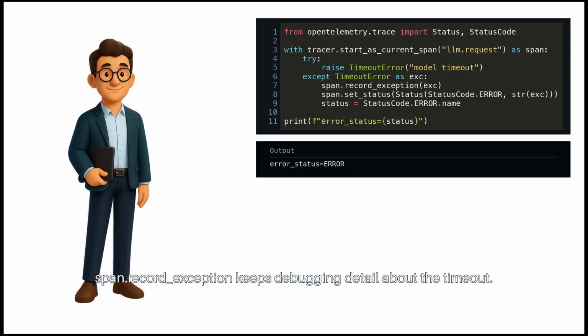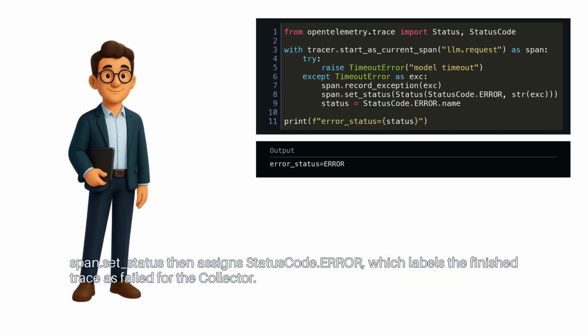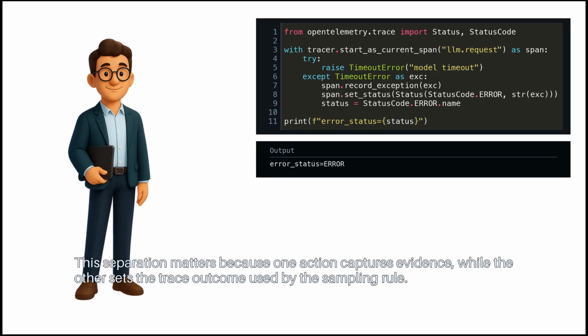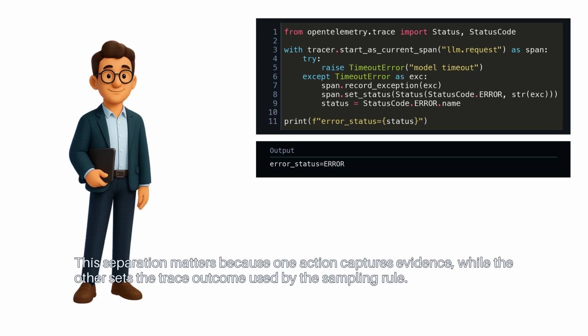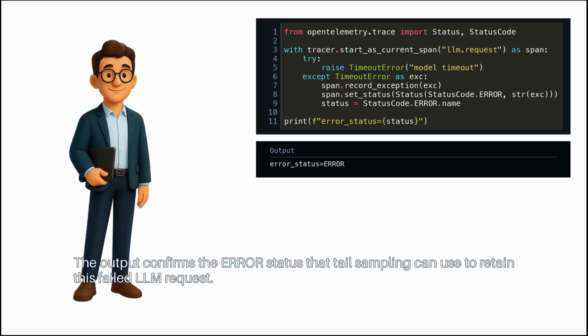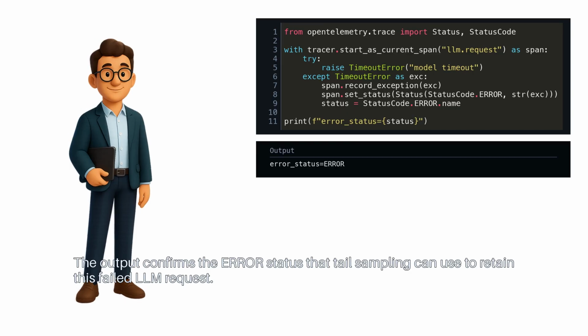Span.record_exception keeps debugging detail about the timeout. Span.set_status then assigns StatusCode.ERROR, which labels the finished trace as failed for the collector. This separation matters because one action captures evidence, while the other sets the trace outcome used by the sampling rule. The output confirms the error status that tail sampling can use to retain this failed LLM request.